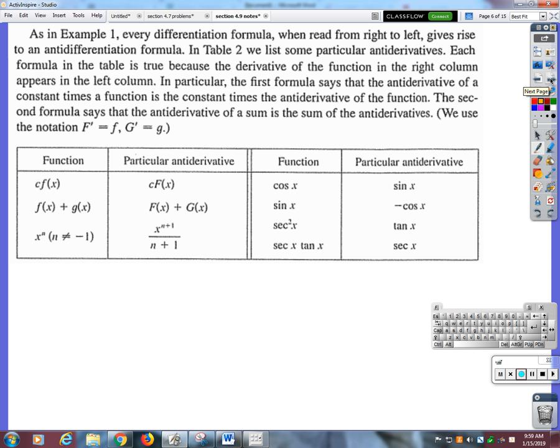If you start with x to the n, the antiderivative is going to be x to the n plus 1 divided by n plus 1. If you start with cosine, the antiderivative is sine. Start with sine, the antiderivative is negative cosine. We did that to begin with. The antiderivative of secant squared is tangent, and the antiderivative of secant tangent is secant. So there are, I guess, 5 relatively common antiderivatives.